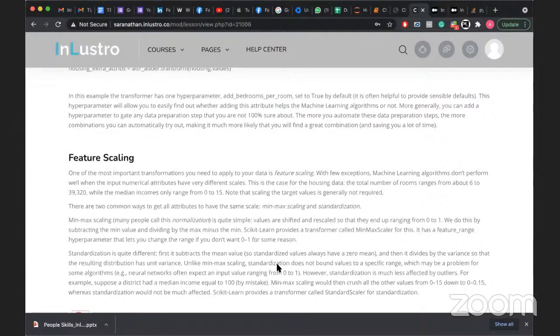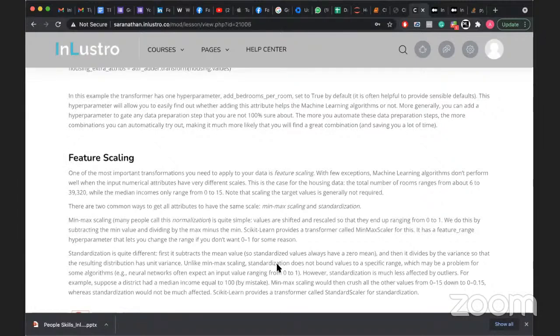Suppose a district had a median income equal to 100, right? So the min-max scaling would then crush all values from 0 to 15 to 0 to 0.15. Why? Because it's the value minus minimum by maximum minus minimum. So if maximum is very high, obviously the values are going to get crushed to a smaller range. Whereas standardization will not be affected. Standardization will just subtract the mean and divide by the standard deviation, x minus mu by sigma, right?